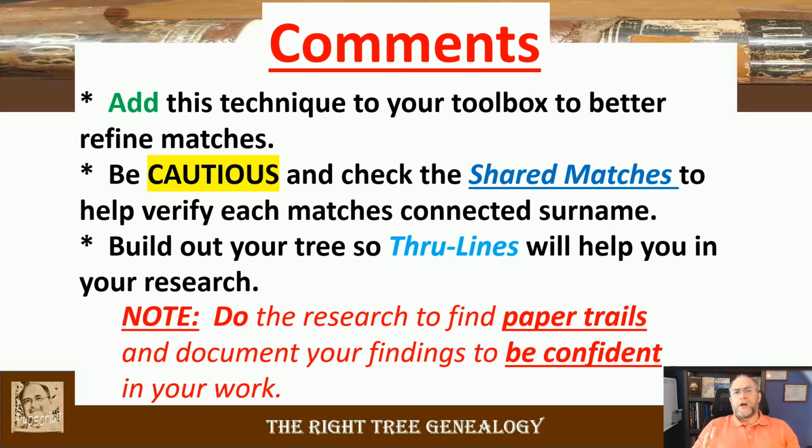If you do a good job on your tree, you can utilize the through lines and the shared matches of a person who appears on your match list and be able to see how they're matched to you and very possibly find additional matches.